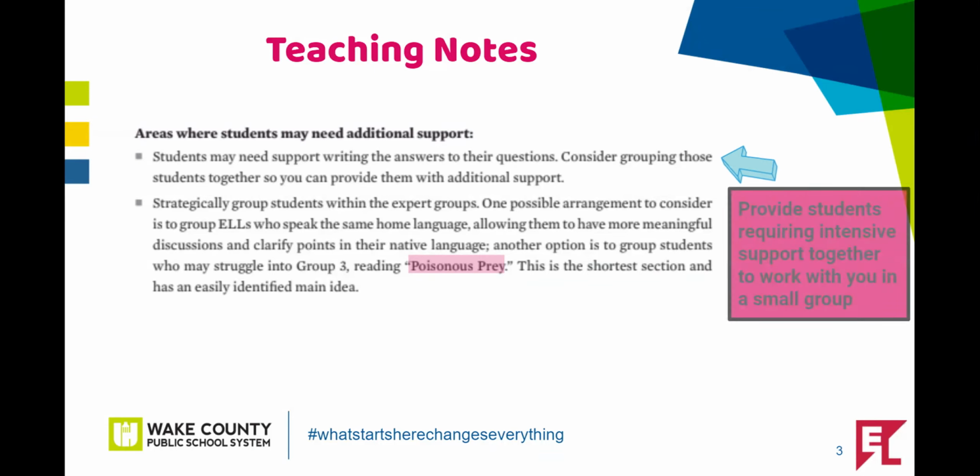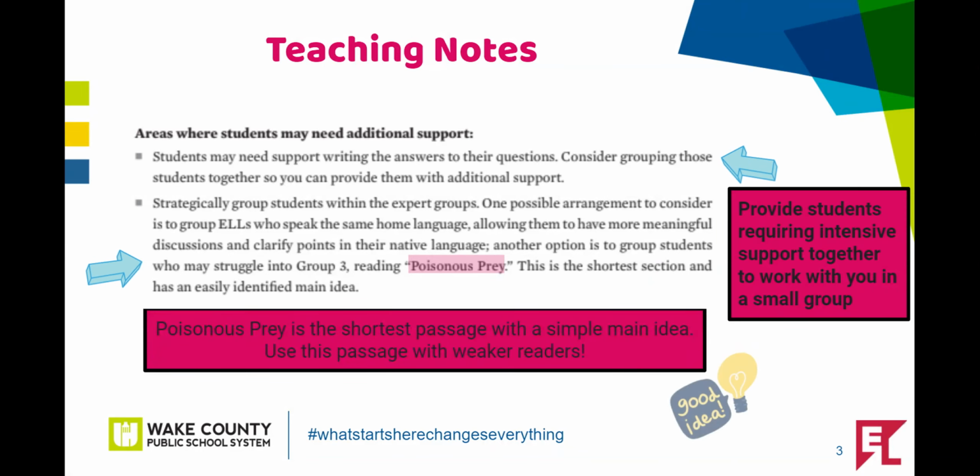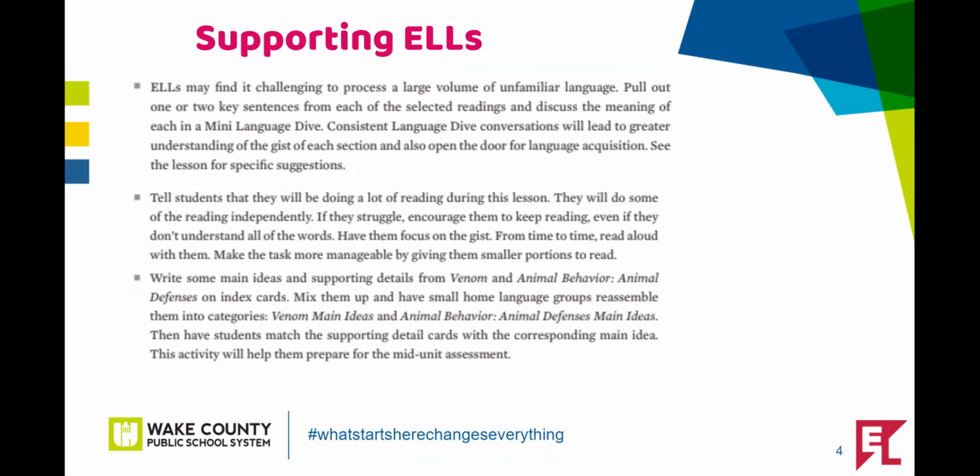Group students who may struggle with the close read with you so that you can offer more in-depth support with writing answers. Assign Poisonous Prey as the close read to students who would benefit from a shorter passage with a simple main idea. Consider having a more fluent reader pre-record the passage using Flipgrid so that others can follow along at their own pace. Pull out the main idea of the text to do a language dive.